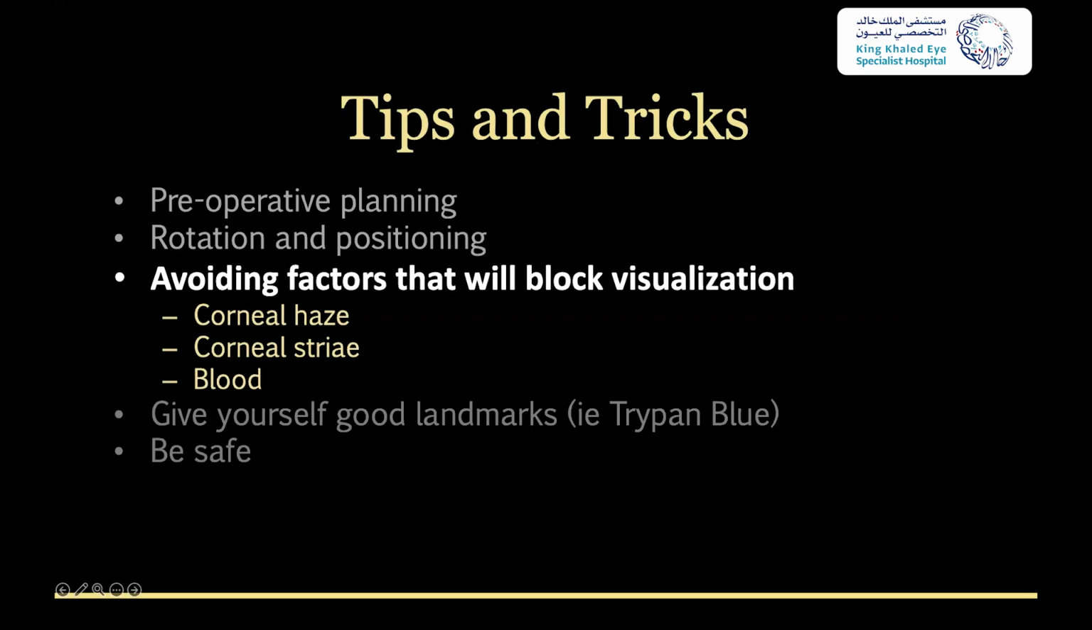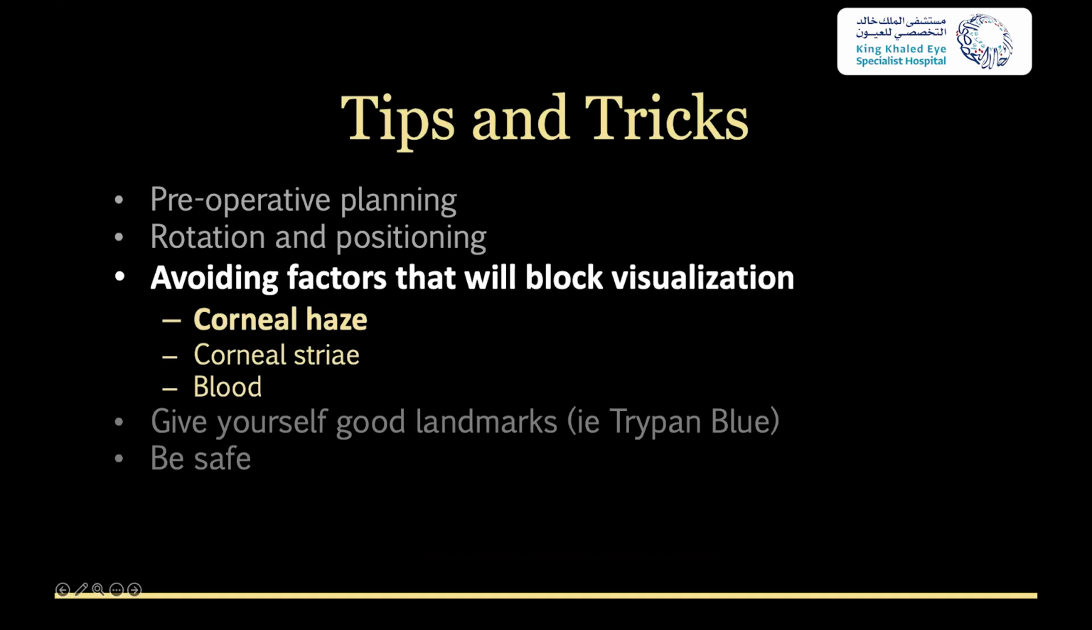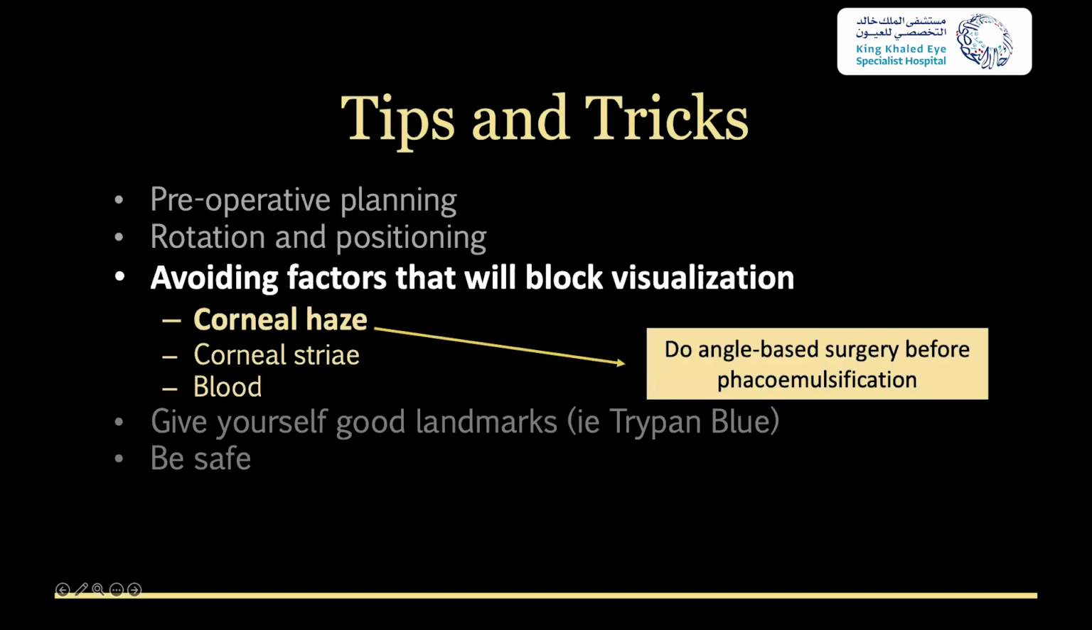So another big tip or trick is avoiding things that are going to block your visualization, starting with corneal haze. There are different ideas behind this, but I often like to do angle-based surgery before I do phacoemulsification. The people who like to do phaco first will often say that it's nice to open up the angle more, getting the lens out. But again, if you're using viscoelastic, you're going to be able to deepen that angle, and you're going to have a pretty good landing view no matter what.